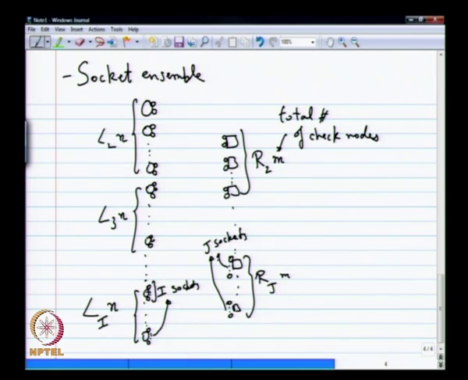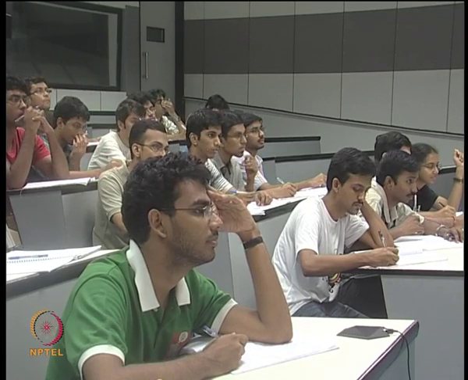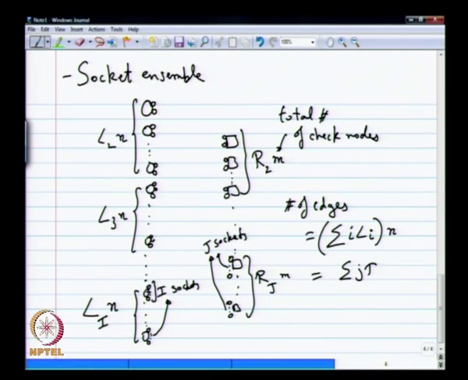Now you have to count the total number of edges. What is the total number of edges? There are 2 ways of doing it. It is going to be the summation over i of i Li times n, is that correct or not? That is from this side, and this will be the same as the summation over j of j Rj times m. So this is the total number of edges. Maybe I call it n e.